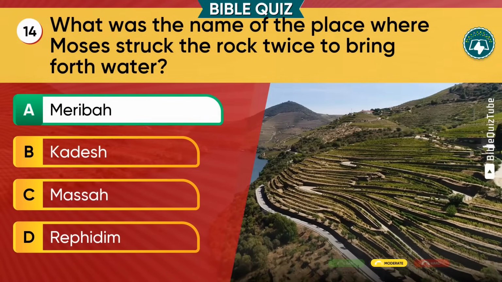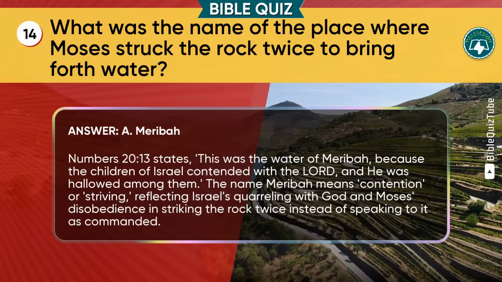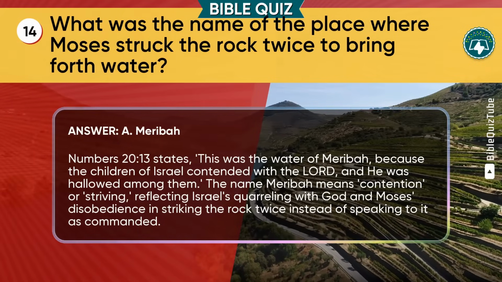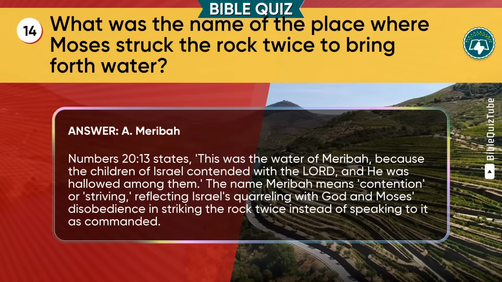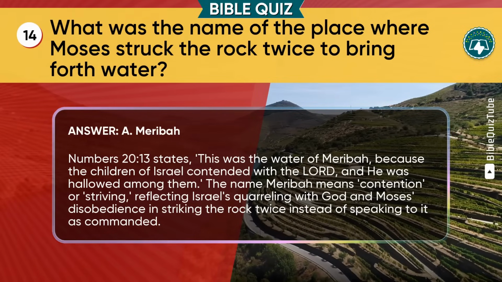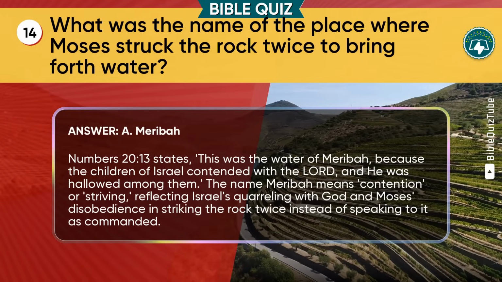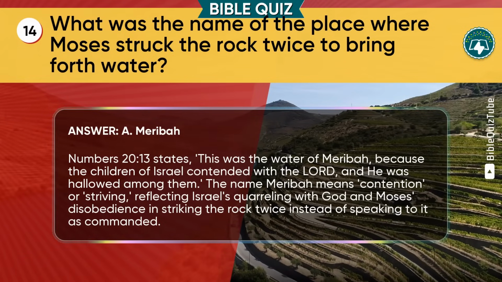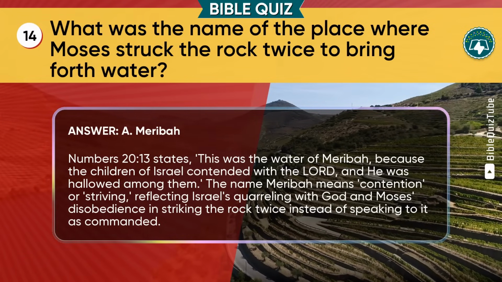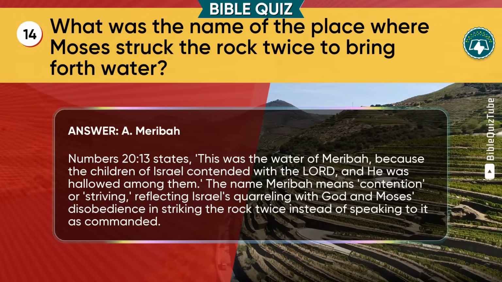A. Meribah is the correct answer. The explanation. Numbers chapter 20 verse 13 states, "This was the water of Meribah, because the children of Israel contended with the Lord, and he was hallowed among them." The name Meribah means contention or striving, reflecting Israel's quarreling with God and Moses' disobedience in striking the rock twice, instead of speaking to it as commanded.